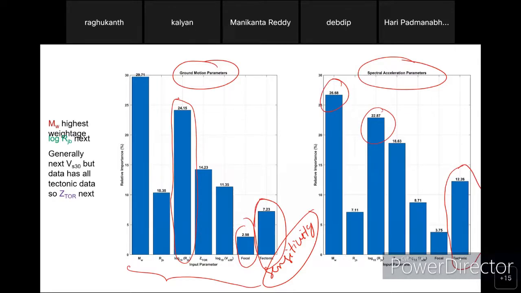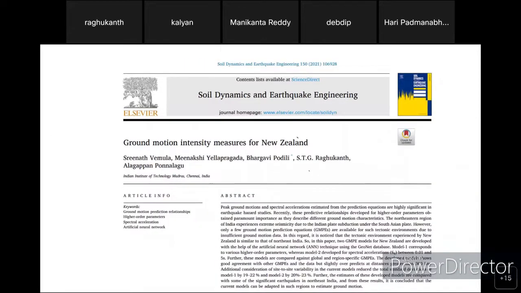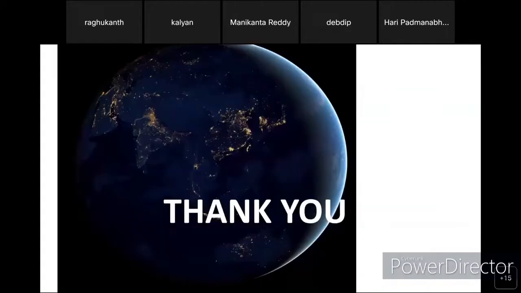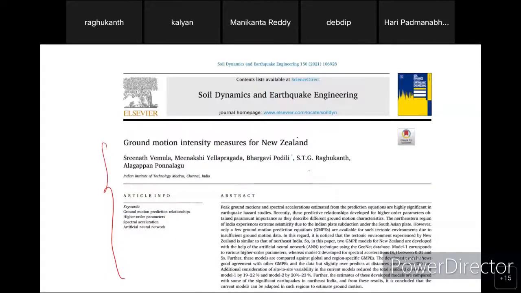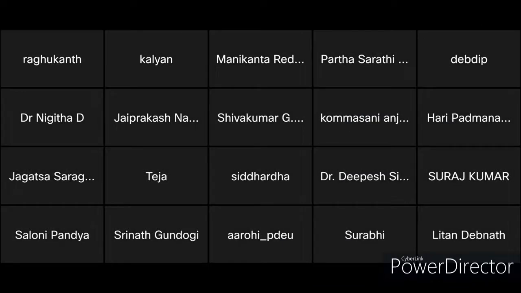So this way, you can use the neural network to find out the pattern. It works very well for response spectra, and it also works very well for the ground motion parameters. This work is also available online. Same neural networks here, two networks actually, which we have developed, one for the parameters and another for the response spectra. These are the shallow networks which we have developed. So now we will go to the deep neural network.